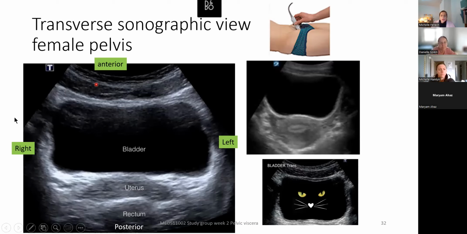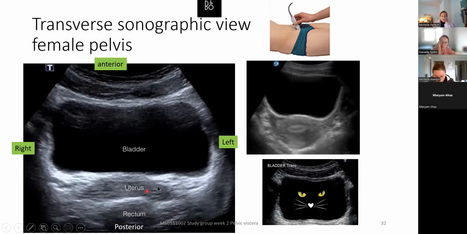We've sort of looked at the transverse view of the bladder in the male and said, oh, the bladder nearly had the kitty cat shape. It can be square, it can have the little ear appearances, it can be quite round. When we do a transverse view, this is going to be anterior, this is going to be the right side of the screen and the left side of the screen.